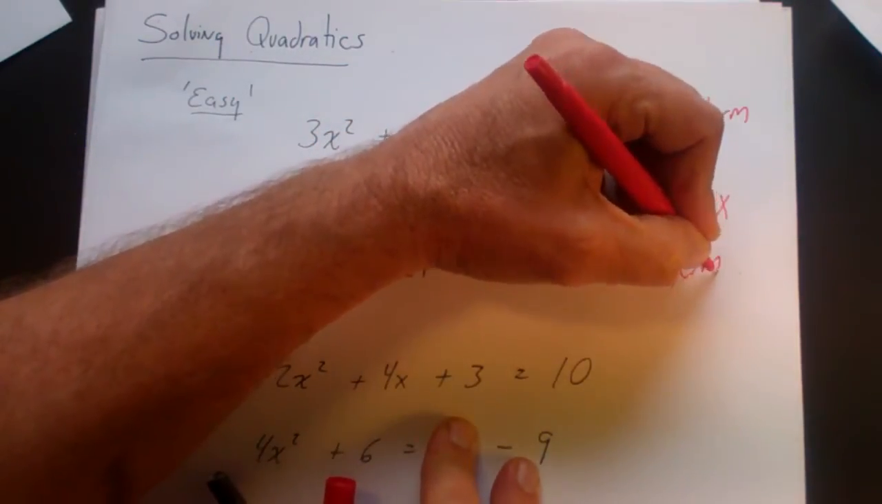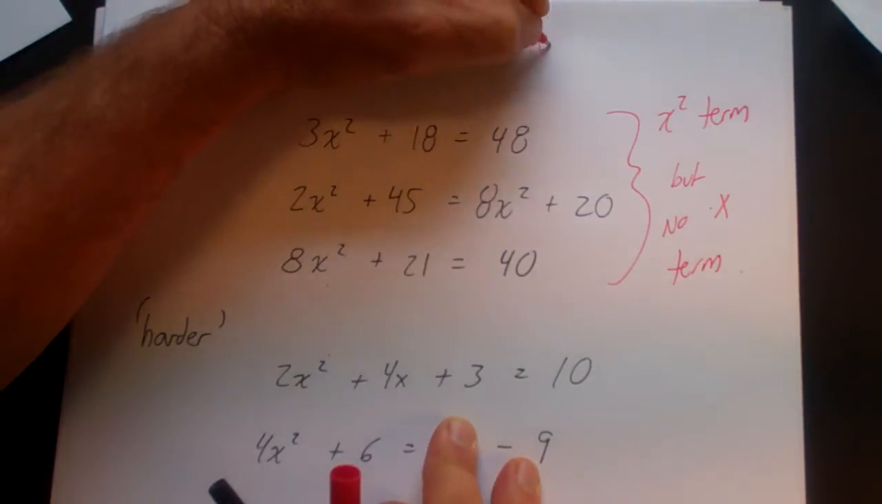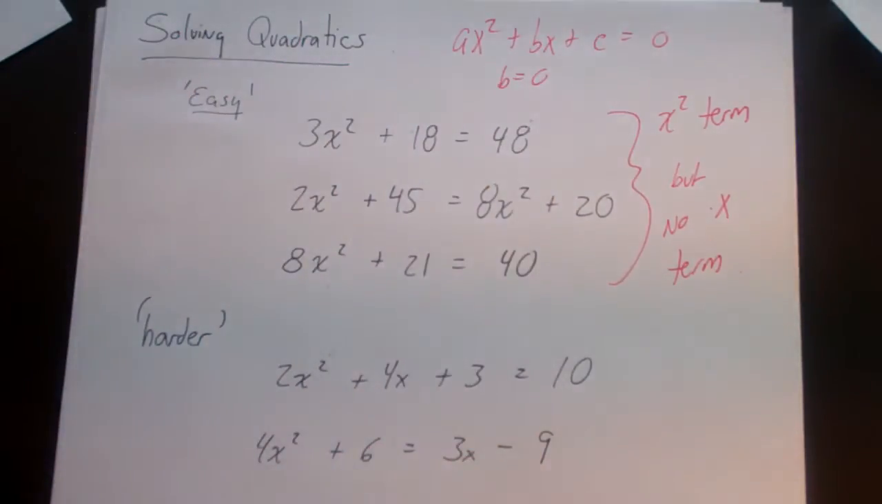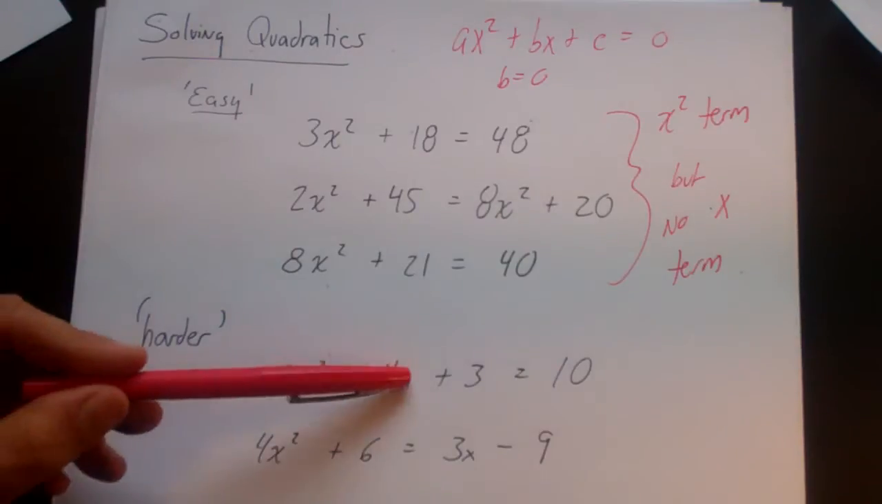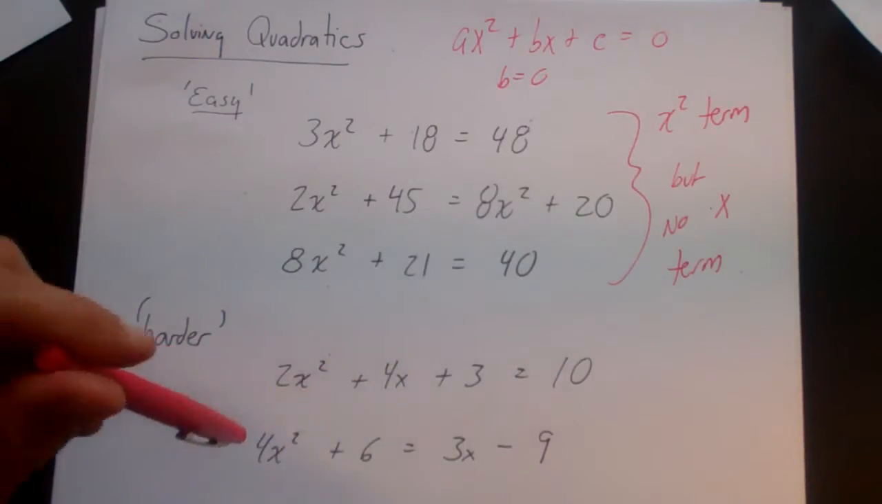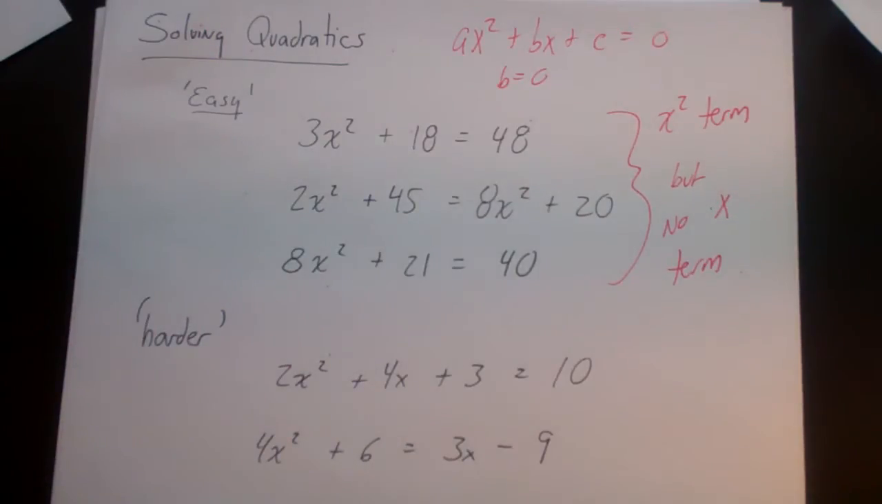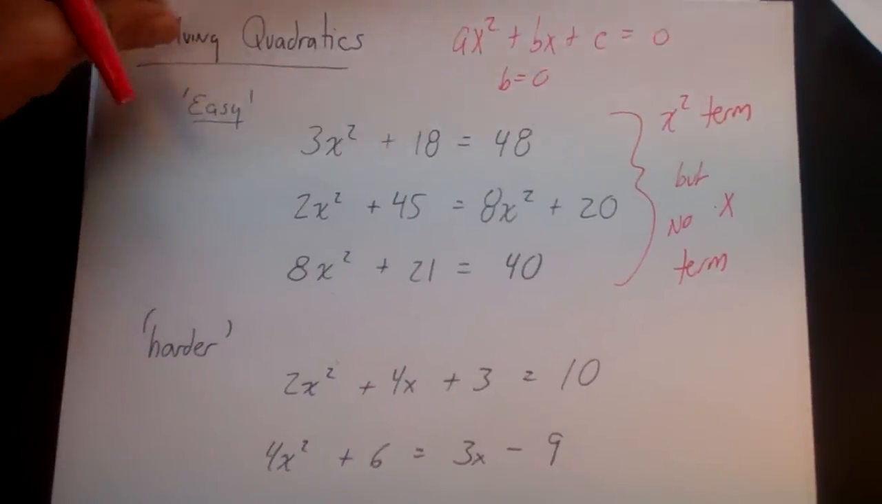Another way to think about that is if your equation is ax squared plus bx plus c is equal to 0, then b is equal to 0. Harder problems are going to be where you have an x squared term and an x term, in this case or this case. Those are going to be more complicated, and we'll have a different way to solve them. But let's deal with the simple problems first. So let's look at an example.